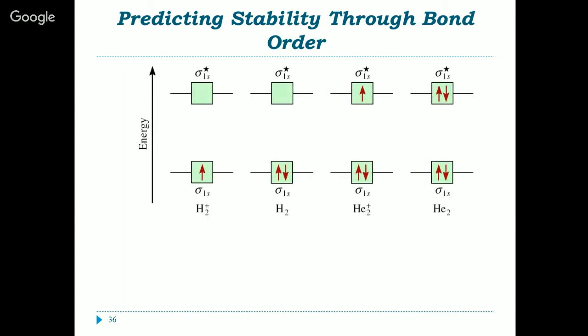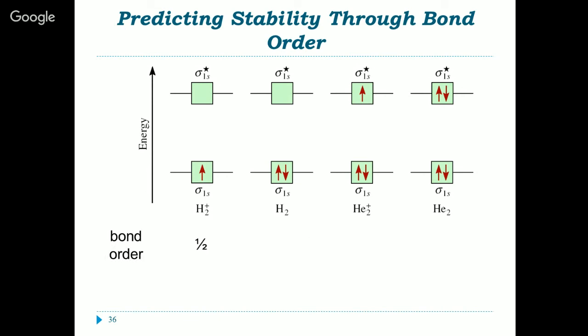So, predicting stability through bond order. Bond order is really just looking at what bond is happening there. Do I have a single bond? Well, then it's 1. If I have a double bond, the bond order is 2. If I have a triple bond, the bond order is 3. We can also see that we have halves.